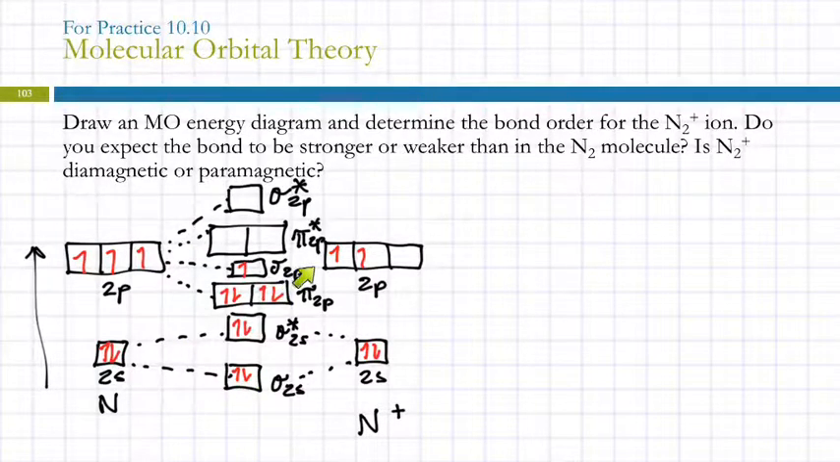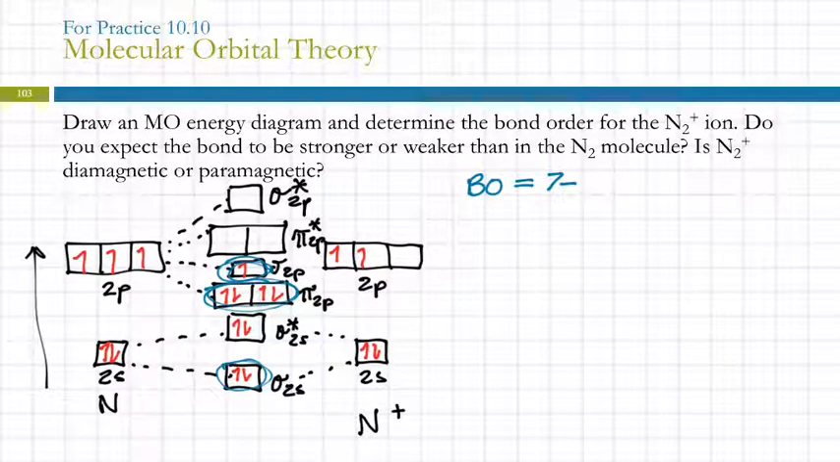So what's the bond order? Well, the bond order is the number of electrons in bonding orbitals minus the number in antibonding orbitals, divided by 2. So what are the bonding orbitals? This is a bonding orbital, this is bonding, and this is bonding. So 1, 2, 3, 4, 5, 6, 7. 7 electrons in bonding orbitals. And how many in antibonding? 2. So that's divided by 2. 7 minus 2 is 5, so that's 5 halves, or 2.5.